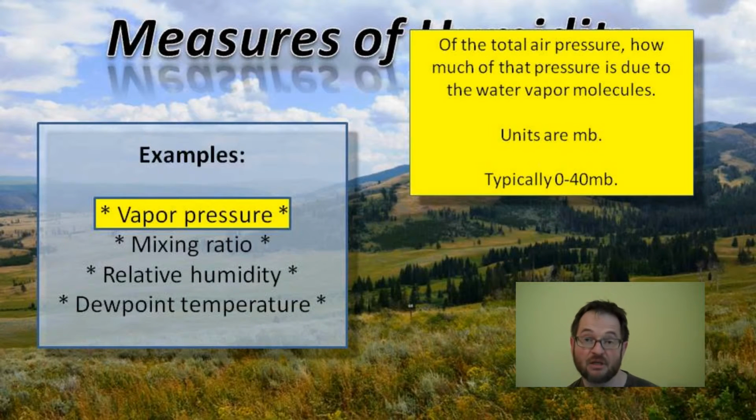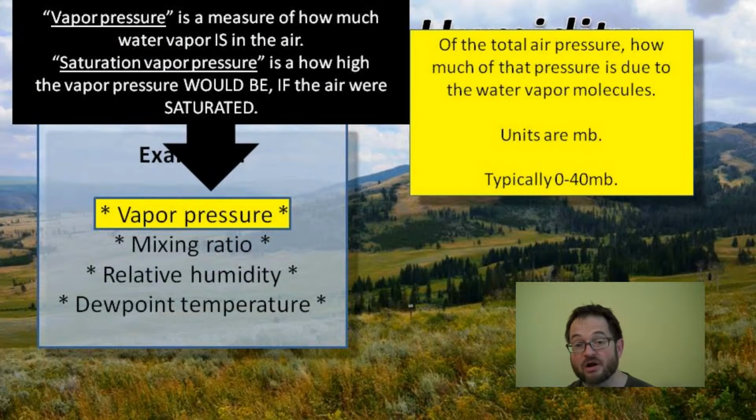So it has units of millibars, and just for your information, typical values of vapor pressure are about 0 for completely dry air to about 40 millibars for really, really moist air. Vapor pressure is a measure of how much water vapor there is in the air. We could describe right now in the air with you, in the room with you, maybe there's 12 millibars of vapor pressure. In contrast, we have a second number called the saturation vapor pressure.